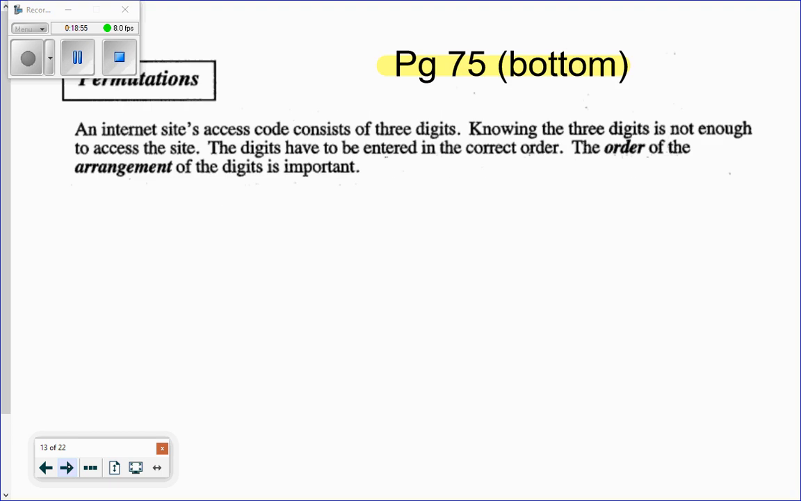Okay, so on the bottom of page 75, sorry, I didn't mean to flip the page there. It says here, an internet site access code consists of 3 digits. Knowing the 3 digits is not enough to access the site. The digits have to be entered in the correct order. The order of the arrangements of the digits is important. So because the order matters, this is a permutation.